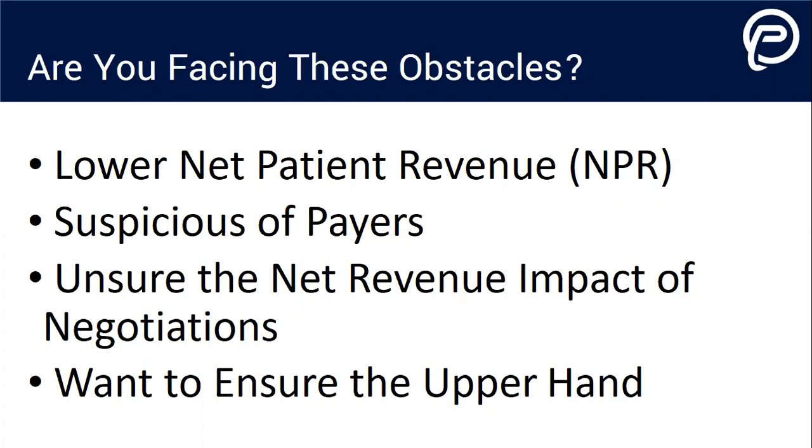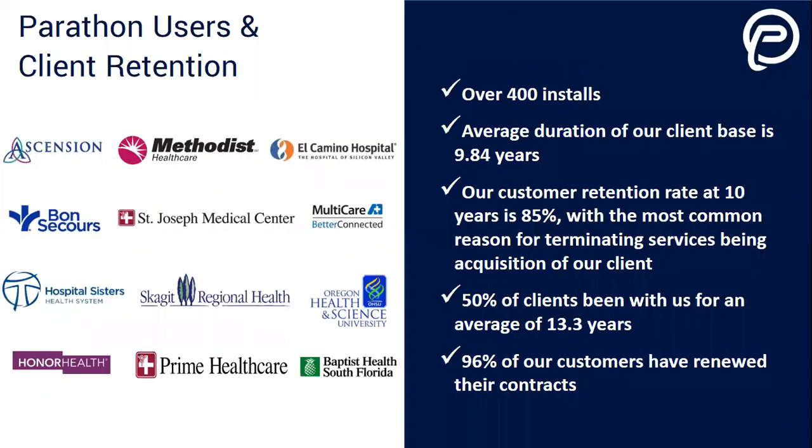Are you suspicious of your payers? Are you unsure maybe about a contract negotiation or what the net revenue impact of a negotiation is? Maybe they say it's 4%, but in reality, it's negative 2%. We see stuff like that all the time. And do you want to ensure the upper hand in any one of your negotiations?